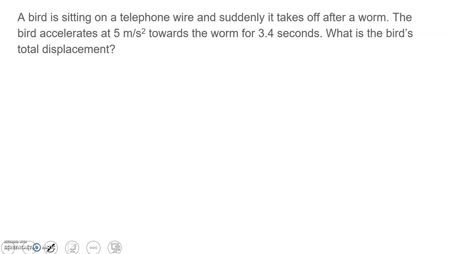We have one more example. A bird is sitting on a telephone wire and suddenly it takes off after a worm. The bird accelerates at 5 meters per second squared towards the worm for 3.4 seconds. What is the bird's total displacement?